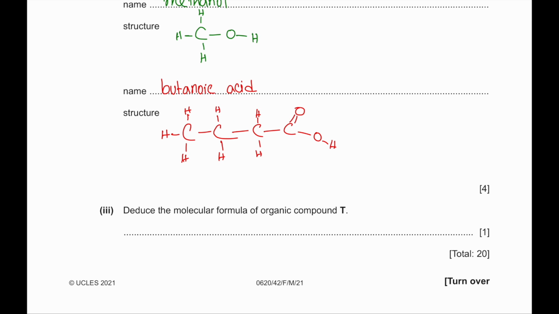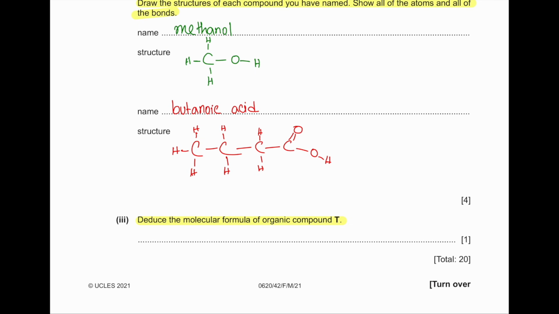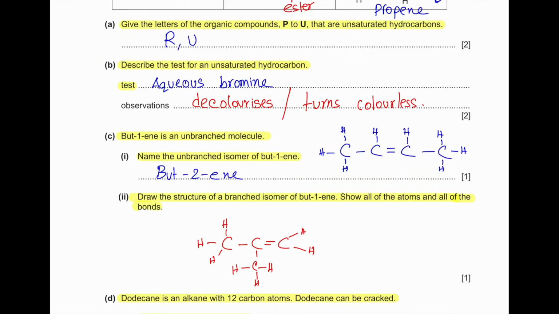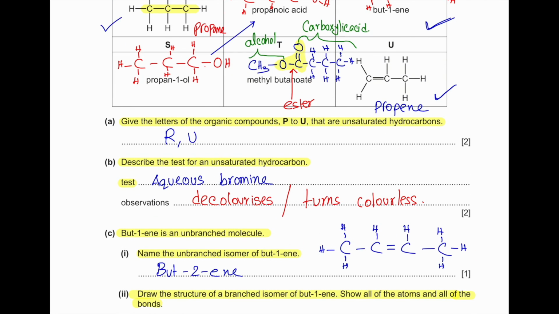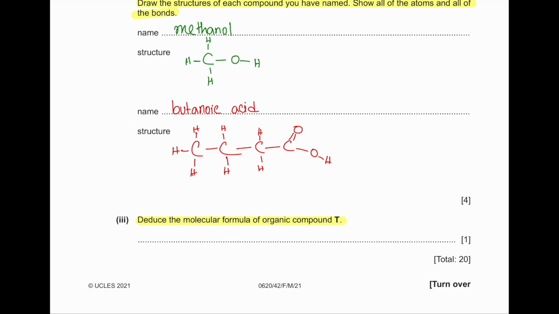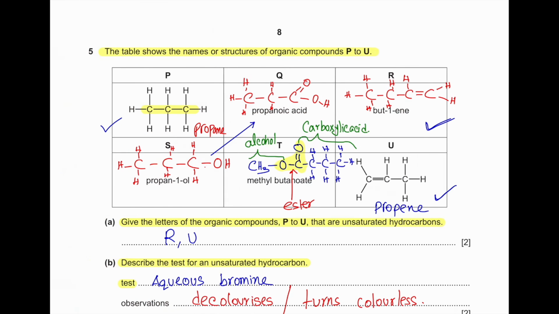Deduce the molecular formula of organic compound T. So organic compound T has a total of 1, 2, 3, 4, 5 carbons in it. So it will be C5. And if we count the hydrogens, 3, 4, 5, 6, 7, 8, 9, 10. So C5H10O2.